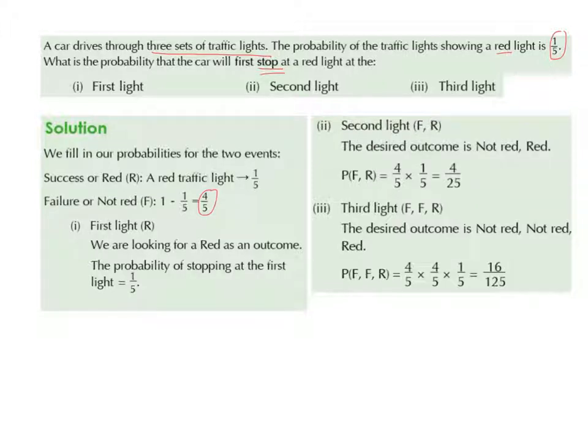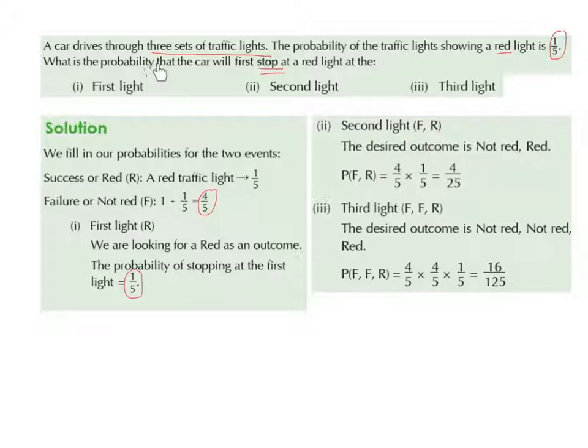So part 1, we want the probability that the car will first stop at a red light at the first light. So we want the first light to be red. So we are looking for red as an outcome. So the probability of stopping at the first light is going to be 1 over 5.